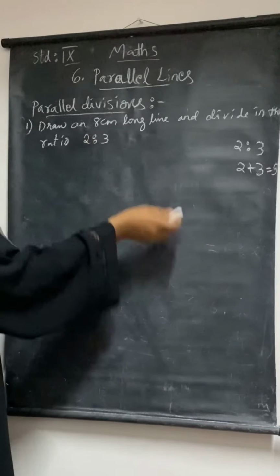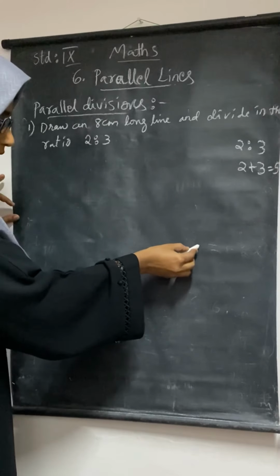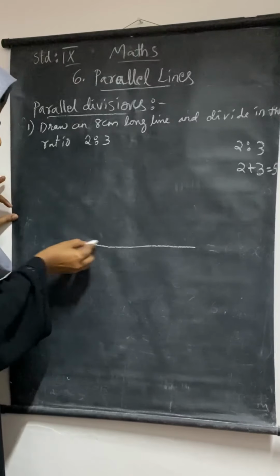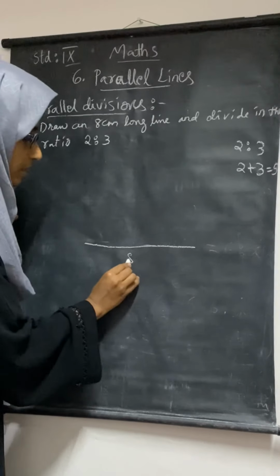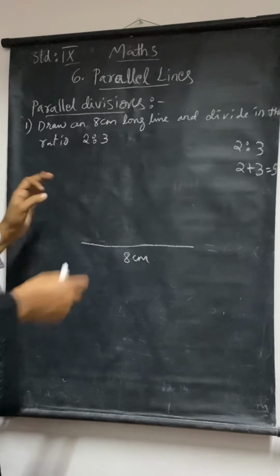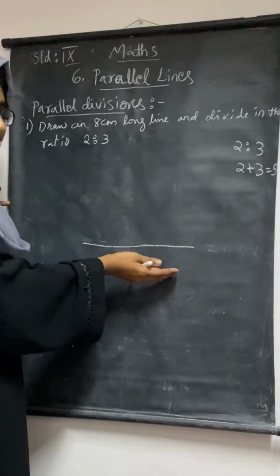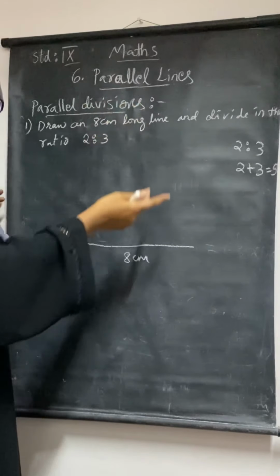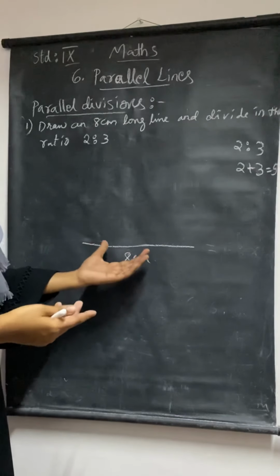So what do you have to do? 8 centimeter long line you have to draw. Take a scale and draw an 8 centimeter long line. Everyone has to take a scale, compass, and the set square. The set square is needed because you have to draw the parallel lines, you need a set square. So 8 centimeter over.